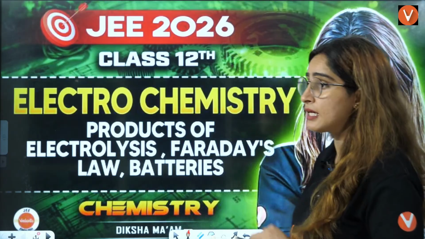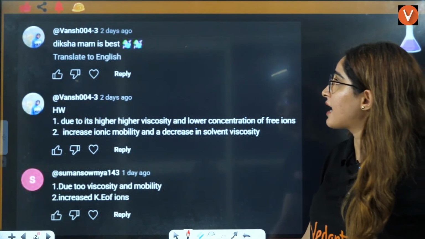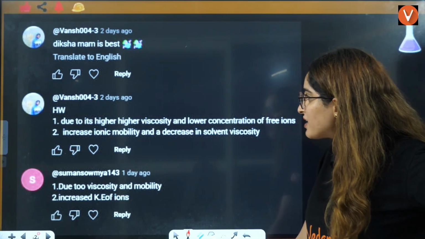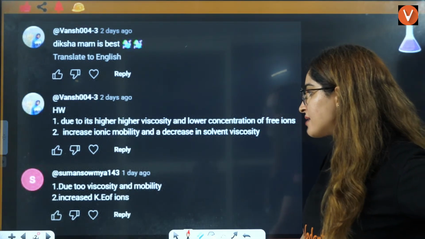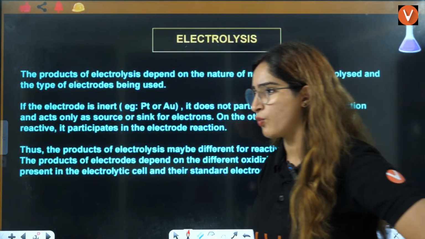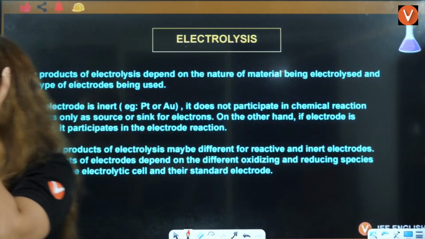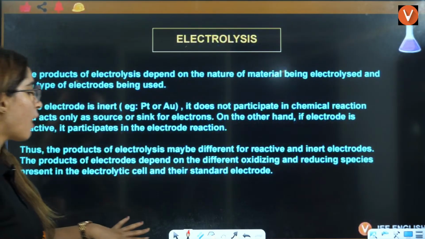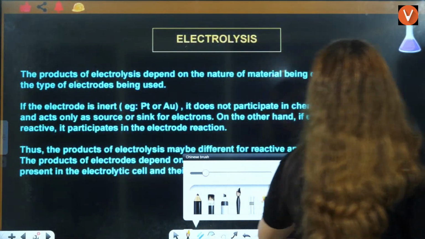Now, let us see how many students have done the homework. Vansh has done the homework, Suman has done the homework, right? And that's it. Only two students have done the homework. Chalo, no worries.